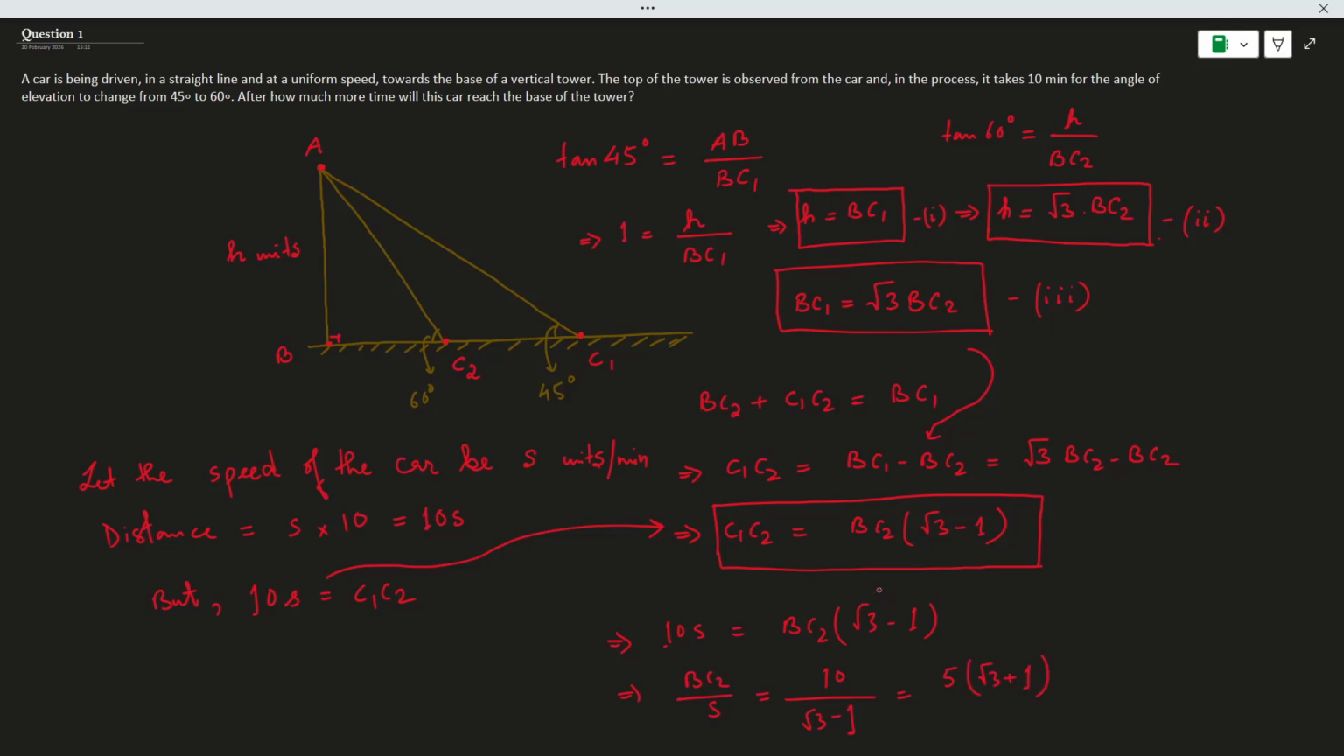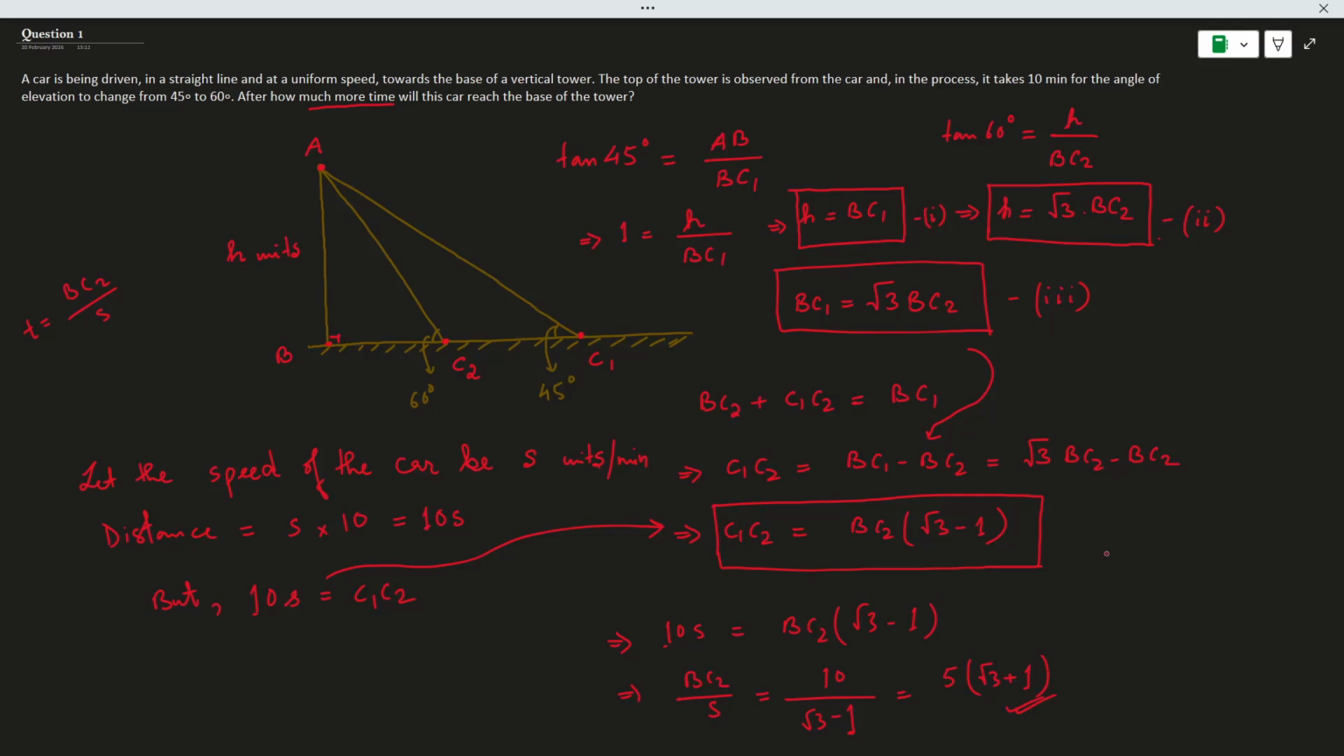We were asked to find how much more time, that is the additional time required by the car to reach the base of the tower. Since the car is at point C2, the time taken by the car will be distance by speed, BC2 by s, because it's a uniform speed. We have already figured out BC2 by s is 10 by root 3 minus 1, which after rationalization we get as 5 into root 3 plus 1. So the correct answer would be 5 root 3 plus 1 units. This is the correct answer.